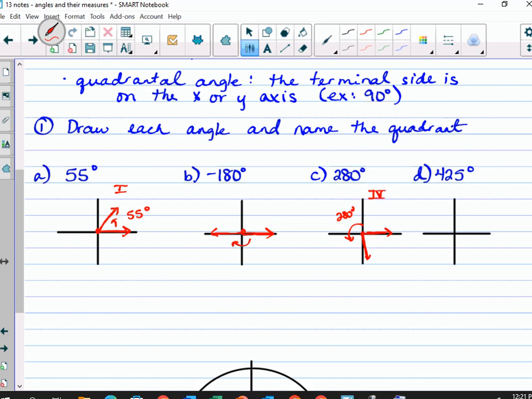Okay, D was a little different. 425 is obviously bigger than 360, so it's more than once around your circle. How much more than once around the circle? So you're really just figuring out where you would draw the 65-degree angle. The only thing you might want to note to show that it's not just 65, when you draw your little arrow showing the direction that you're going, it's like a little spiral, so it goes around more than once. And then first quadrant is what we would make. I think it looks like a little snail.